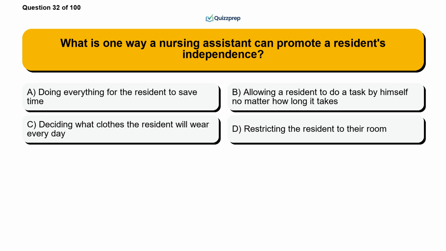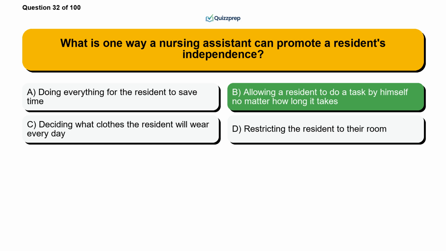What is one way a nursing assistant can promote a resident's independence? Option A, doing everything for the resident to save time. Option B, allowing a resident to do a task by himself no matter how long it takes. Option C, deciding what clothes the resident will wear every day. Option D, restricting the resident to their room.